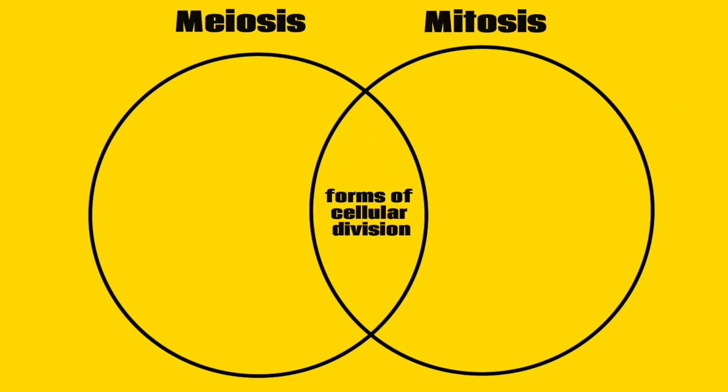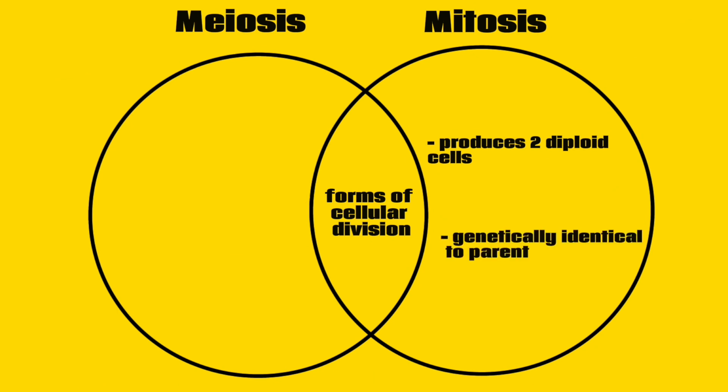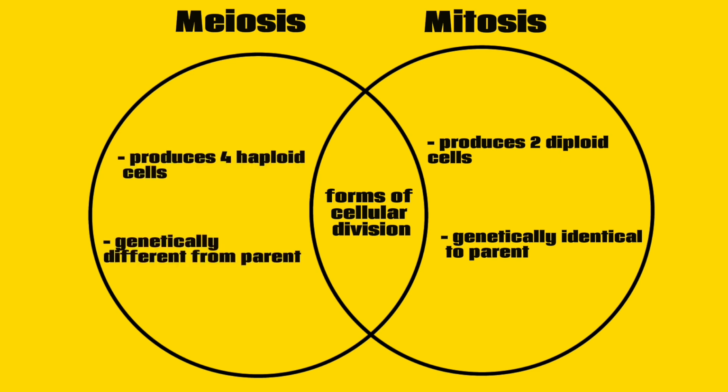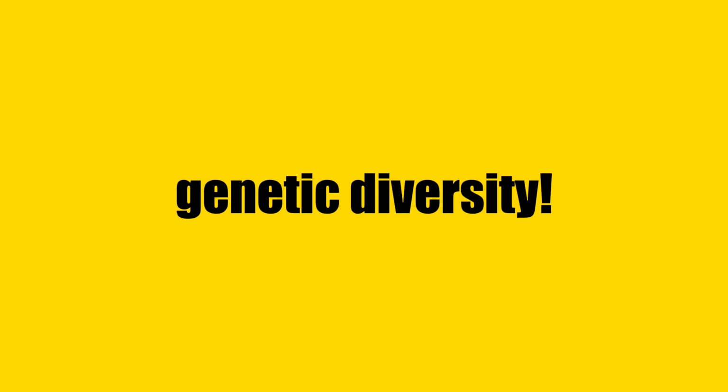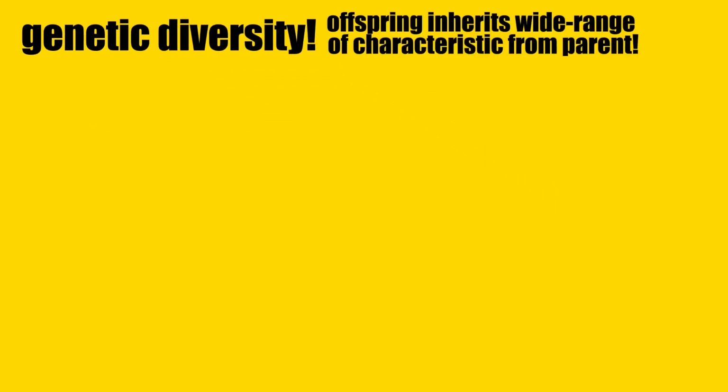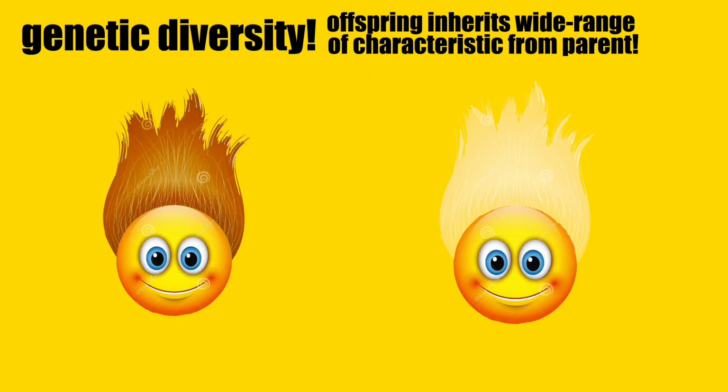Okay, now that we got that down, make sure you don't confuse meiosis with mitosis. Mitosis produces 2 diploid daughter cells, or clones, that are genetically identical to the parent. Meiosis produces 4 haploid daughter cells that are genetically different from the parent and each other. Because the haploid daughter cells are genetically different, meiosis generates genetic diversity, which means it makes it possible for the offspring to inherit a wide range of characteristics from the parent.